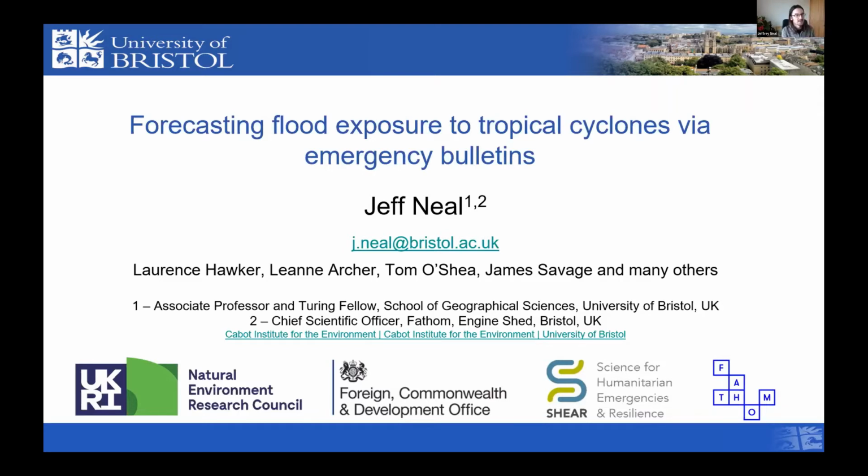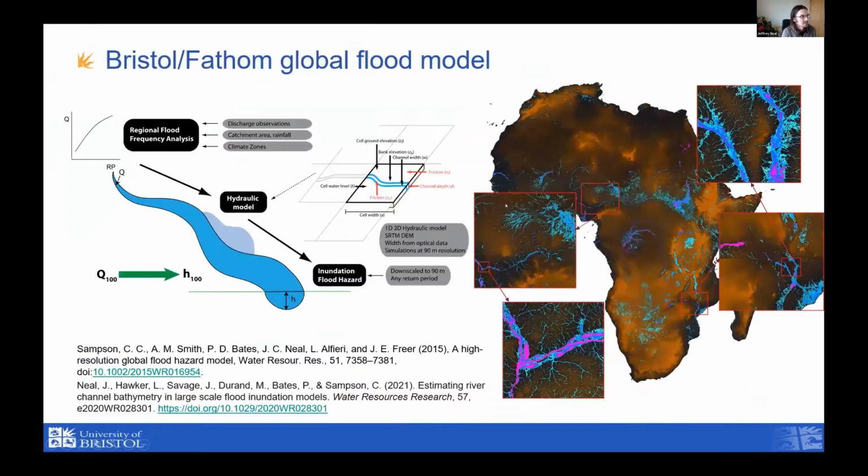Before I talk about the emergency bulletin, I'm going to talk a little bit about our research in Bristol and why we got into this. One of the main things we do in our group in Bristol is we develop a flood inundation model that we actually apply globally. So it looks a bit like this over the continent of Africa. What you have is estimates of return period, so a hazard map for entire continents, where for every 90-meter pixel of that continent, we're attempting to estimate the probability of flooding in any given year, or the return period flood.